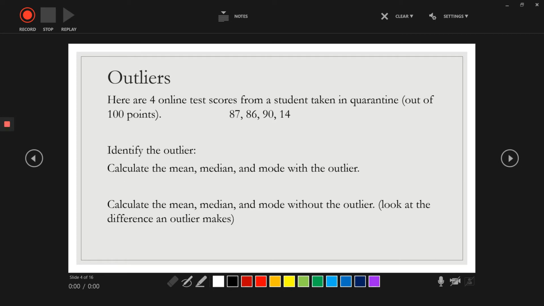All right, so here are 4 online test scores from a student taken in quarantine out of 100 points: 87, 86, 90, and 14. So identify the outlier, so 14. So we want to calculate the mean, median, and mode with the outlier, and then calculate the mean, median, and mode without the outlier to see what a difference it makes.